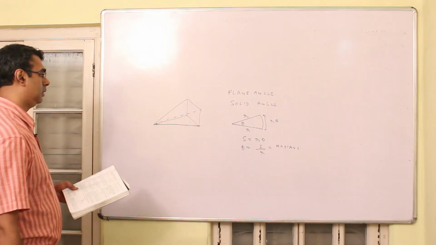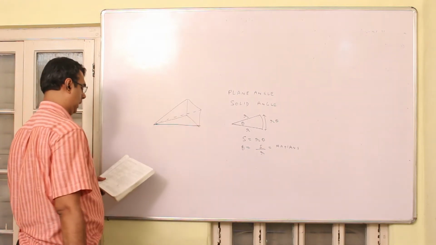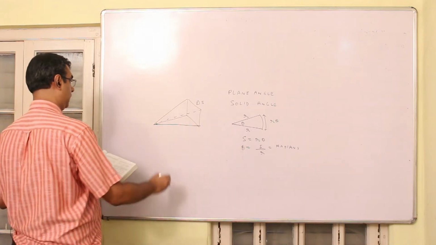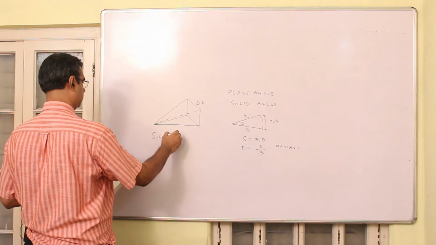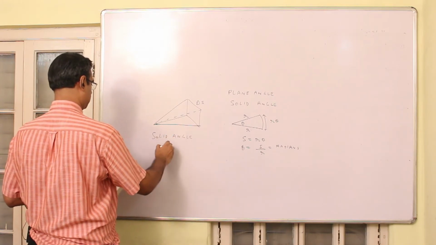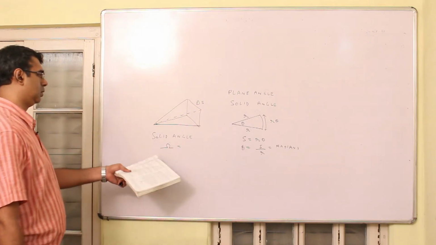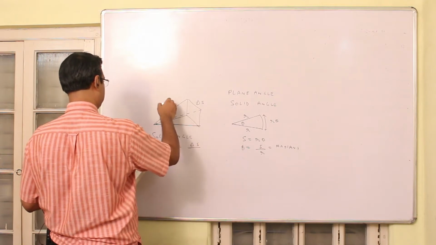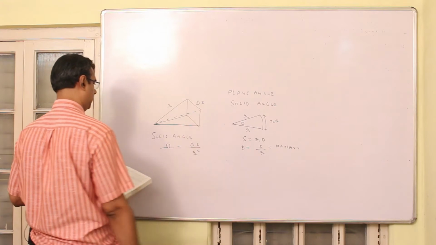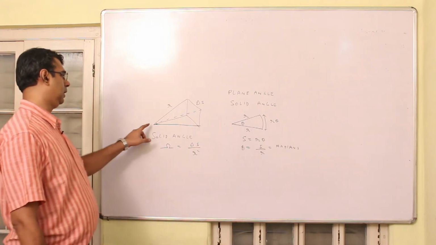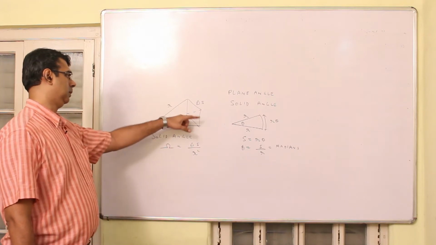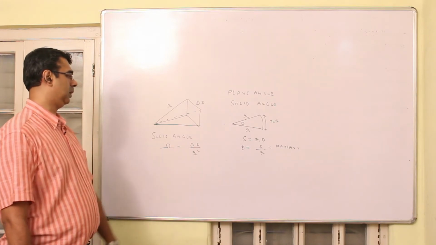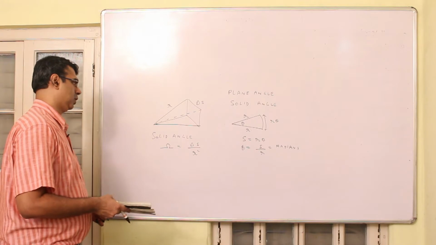Now suppose you have a plane area, and let us say that this area is delta S. In that case, the solid angle symbol is omega. It is given by delta S divided by r square. So the solid angle at a point is equal to the plane area, which subtends that particular angle at that point, divided by r square. So this is the definition of solid angle.